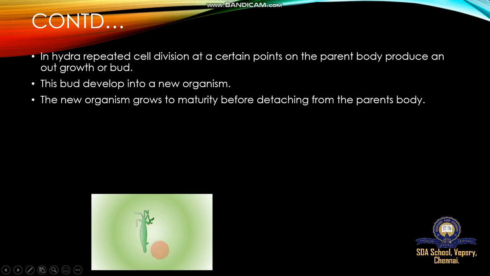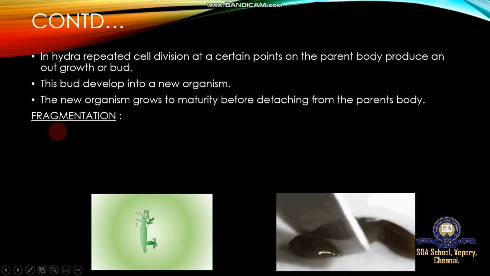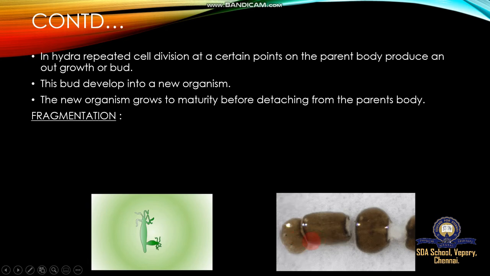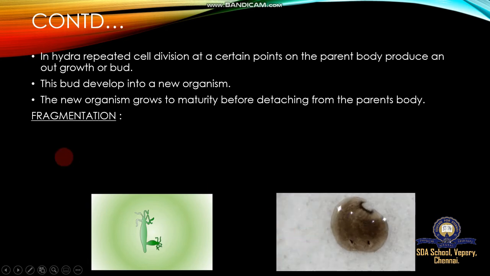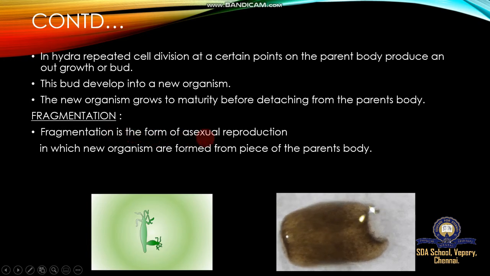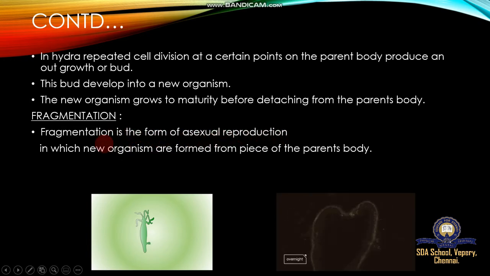After detachment, it goes on to individual life. The next type is fragmentation. Fragmentation means the animal breaks into a lot of pieces. Every piece does not die, but develops into a new individual, which is called fragmentation. Fragmentation is a form of asexual reproduction in which new organisms are formed from pieces of the parent body.